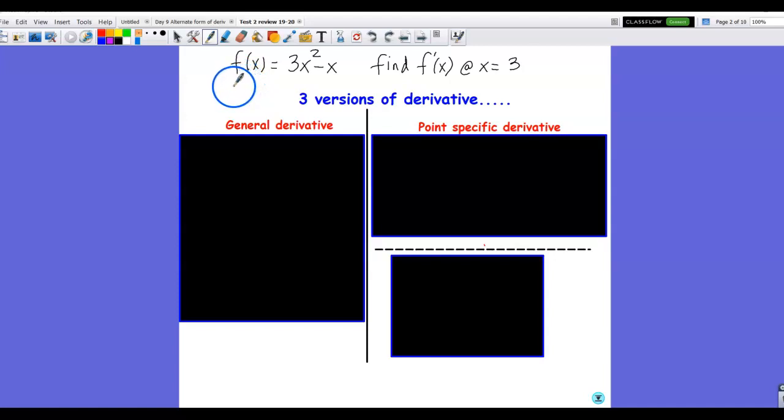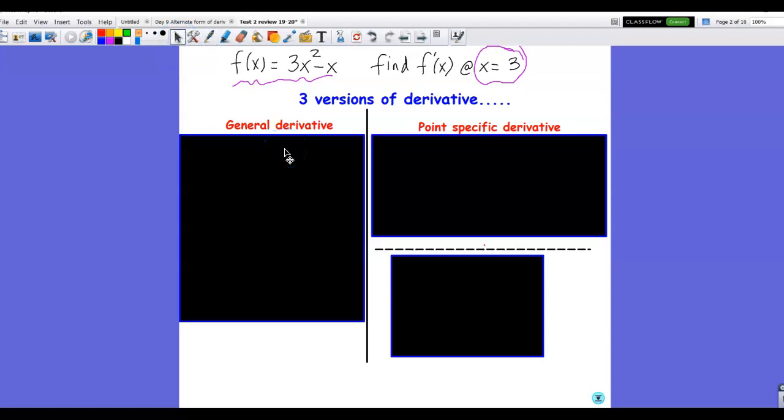So I have come up with a function, 3x squared minus x, and I've given a value of c at x equals 3. So I'm going to write the derivative in the 3 different formats just so you can see what these 3 forms of derivative look like and how they look different, even though they all represent the same thing. Remember that slope is slope with slope and derivative is instant slope.